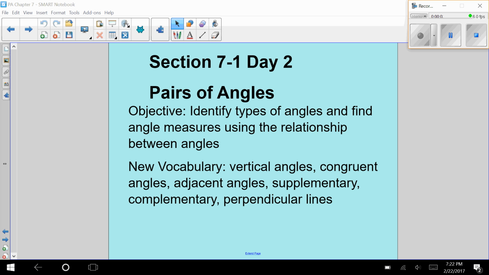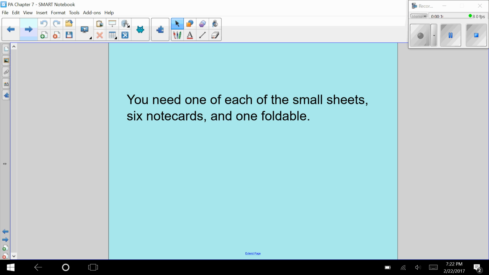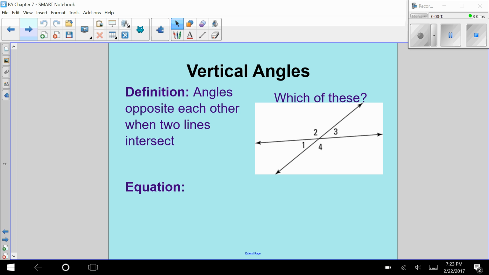This is section 7.1, pairs of angles. Our objective today is to identify types of angles and find angle measures using the relationship between angles. So we're going to dive right into our vocabulary.